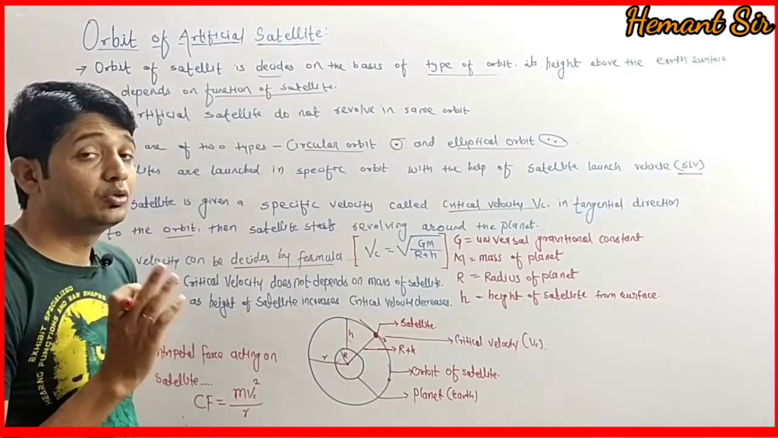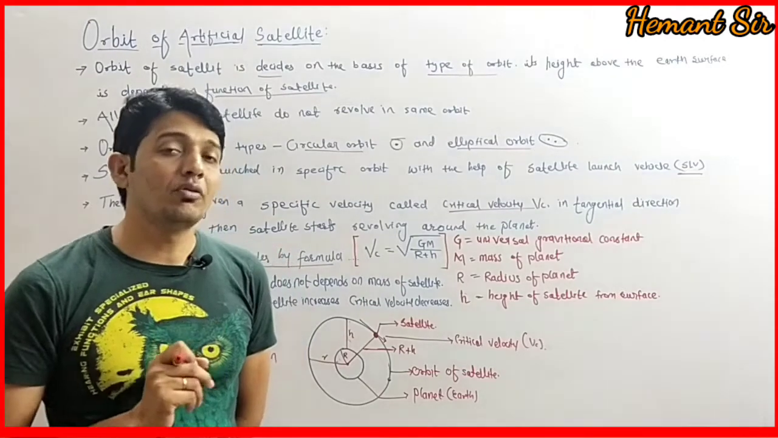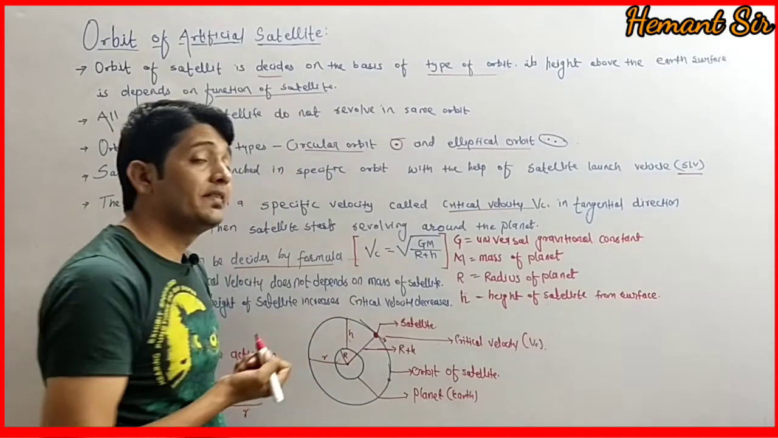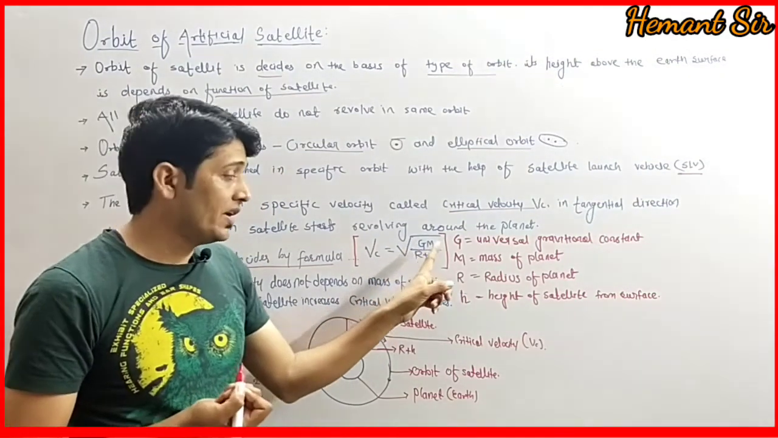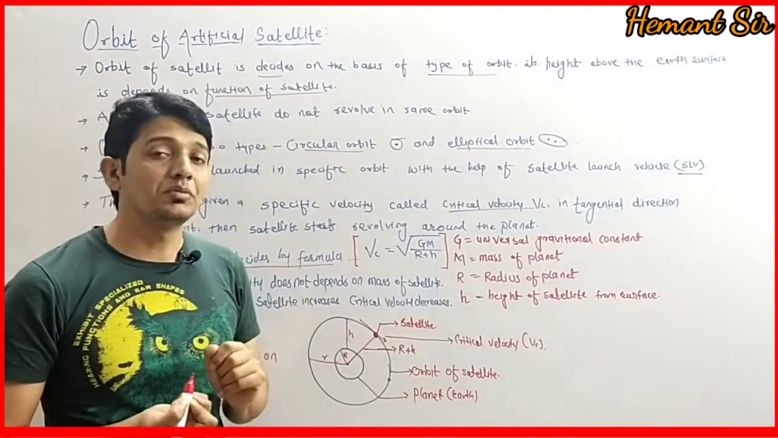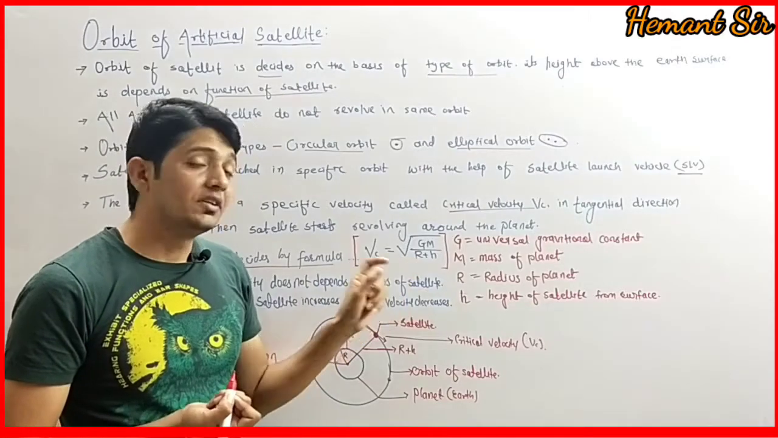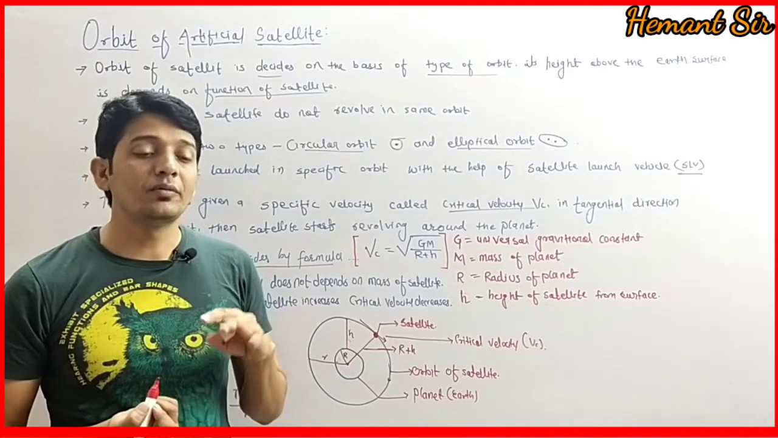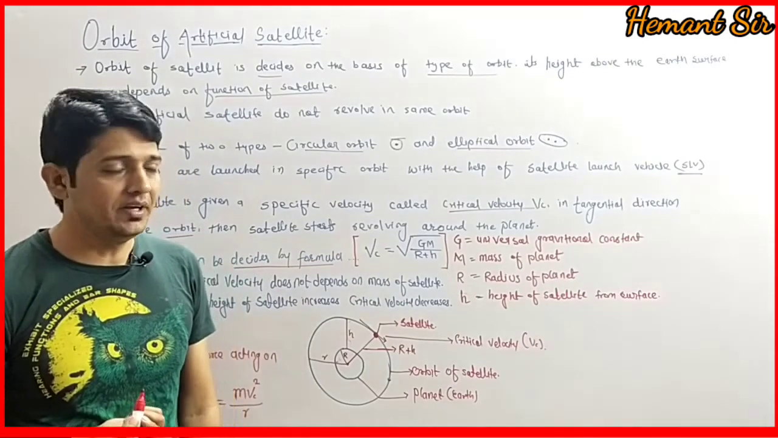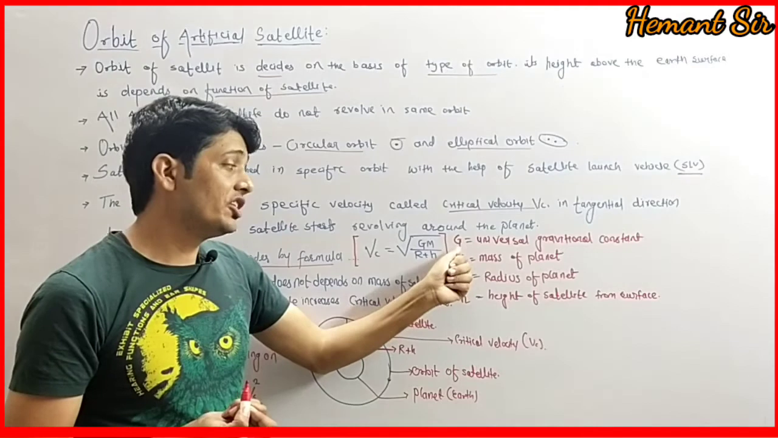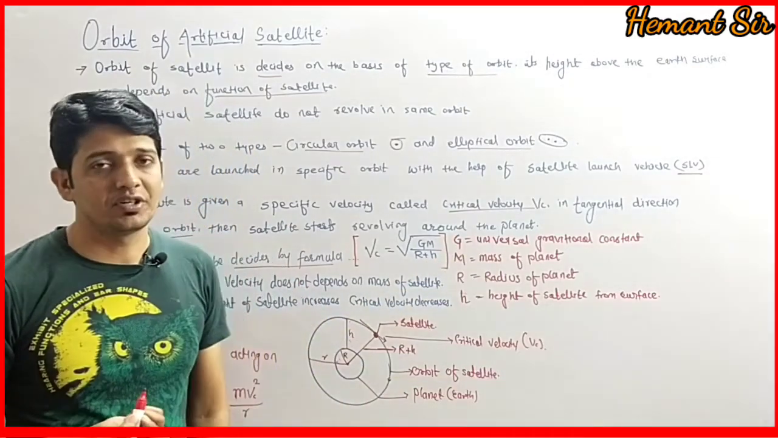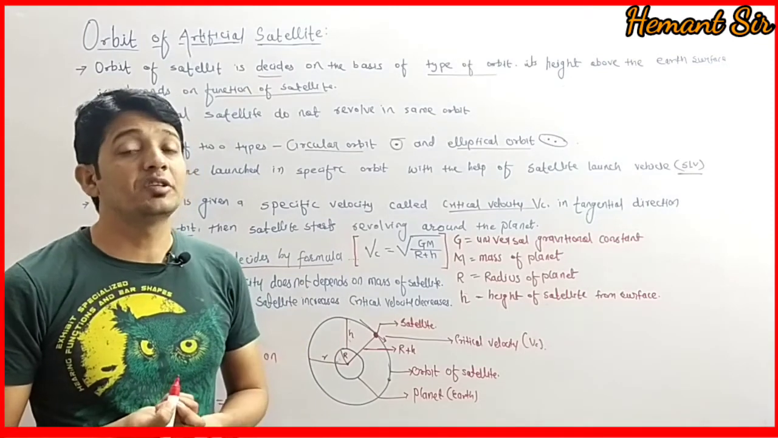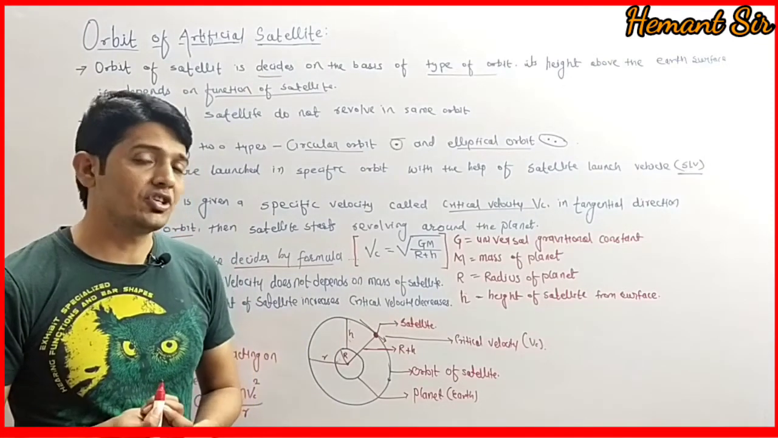So to decide the velocity, the formula depends on the universal gravitational constant, which is capital G. Capital M is the mass of the planet, R is the radius of the planet, and H is the height of the satellite from the surface of the planet. Like, what is G? G is the universal gravitational constant. For any planet it is 6.67 × 10^-11.